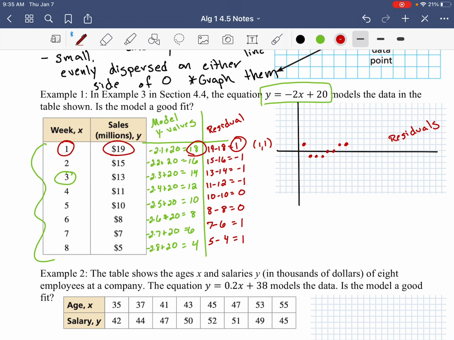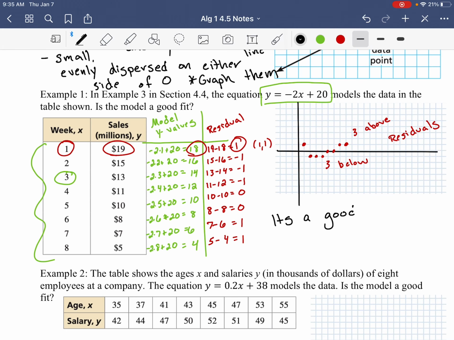Okay, first of all, we want all our residuals to be small. All of these residuals are between negative 1 and 1. So it's a small interval, which is good. Are they evenly dispersed on either side of 0? Well, we've got 2 of them on 0. We've got 3 of them above 0. But look here, we also have 3 below. So yeah, they are evenly dispersed. Since they're evenly dispersed and small, between negative 1 and 1, we say it's a good fit.